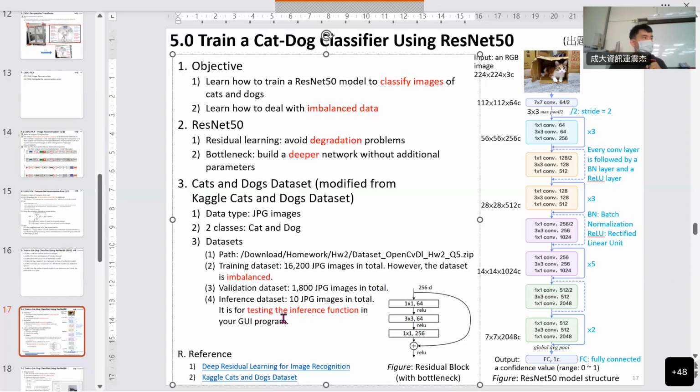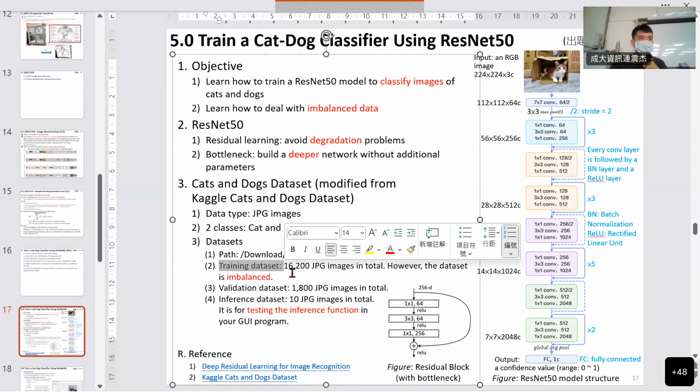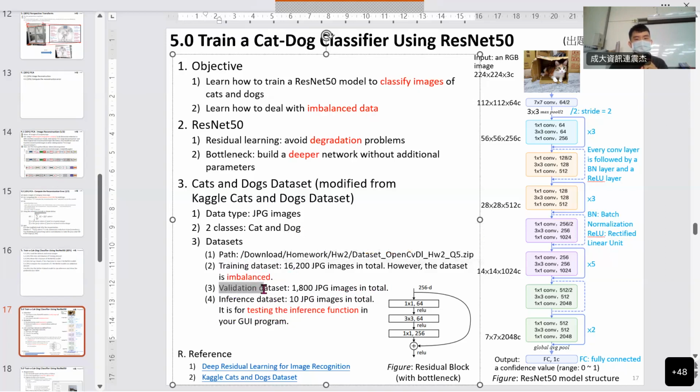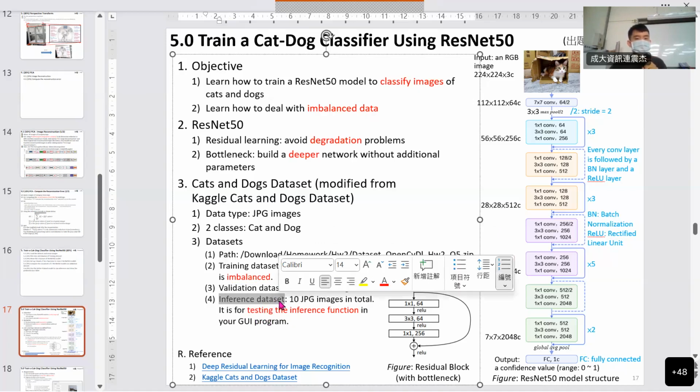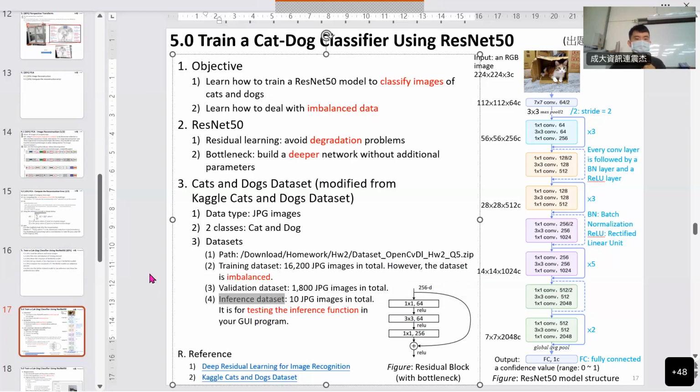I forgot to say that you will need to use the training dataset to train your ResNet 50 model and validate it with the validation dataset. And you will need to write a GUI program to provide the inference function, and you can use the inference dataset to try it.